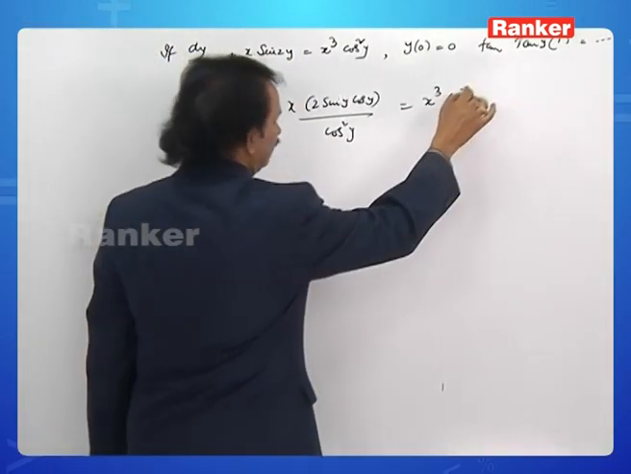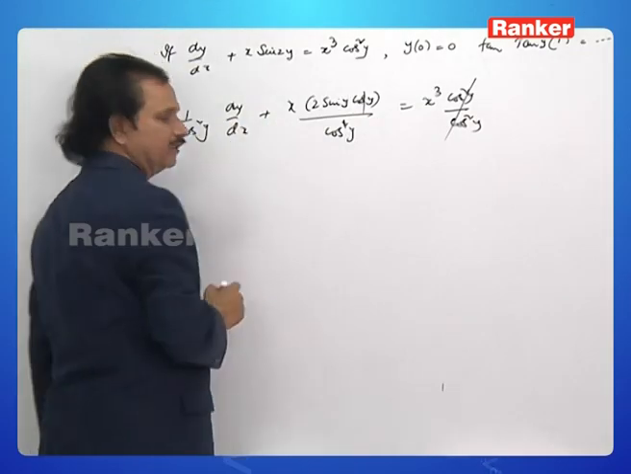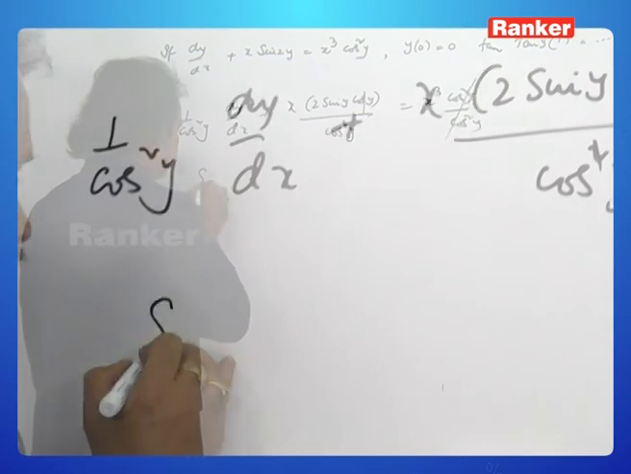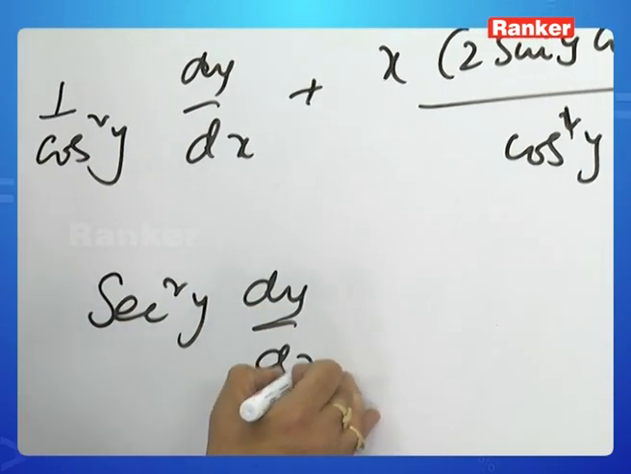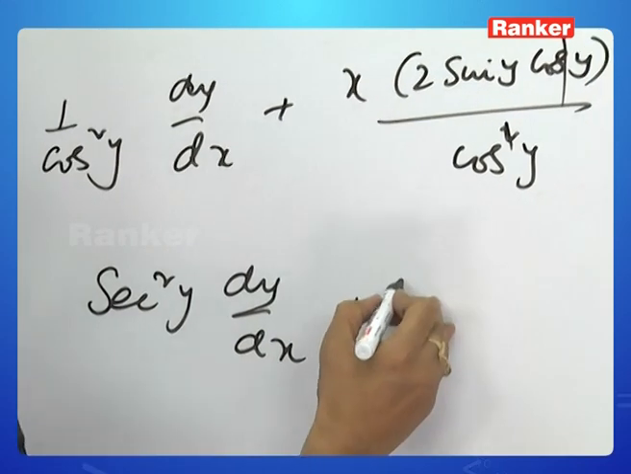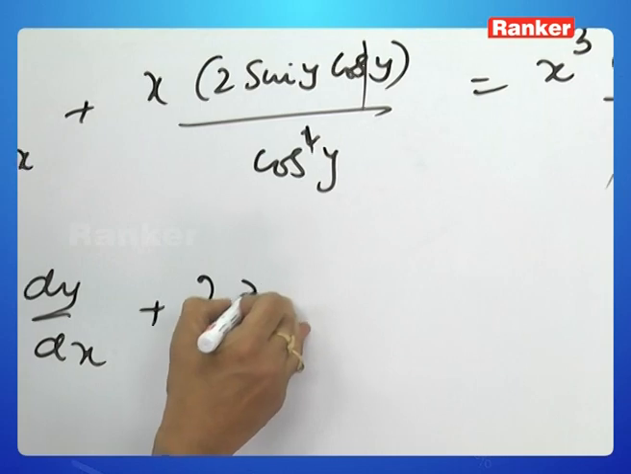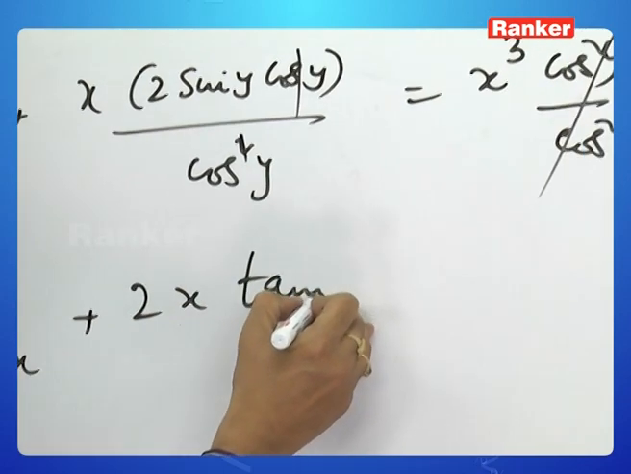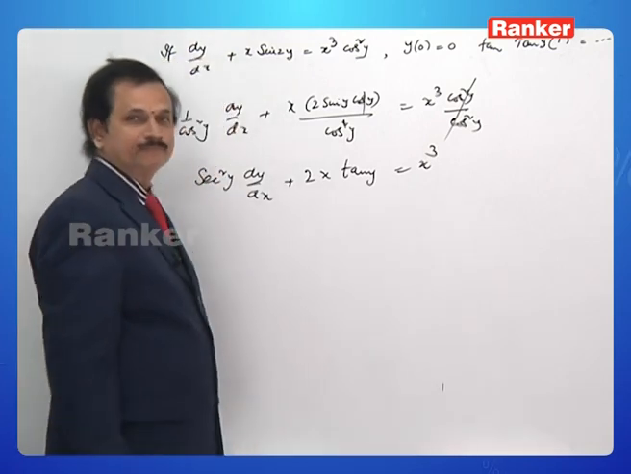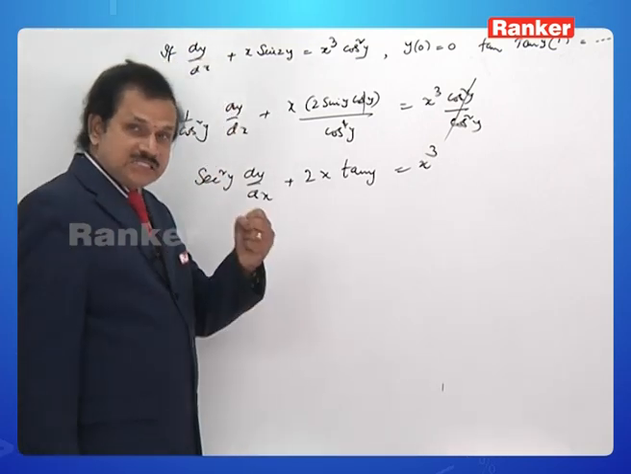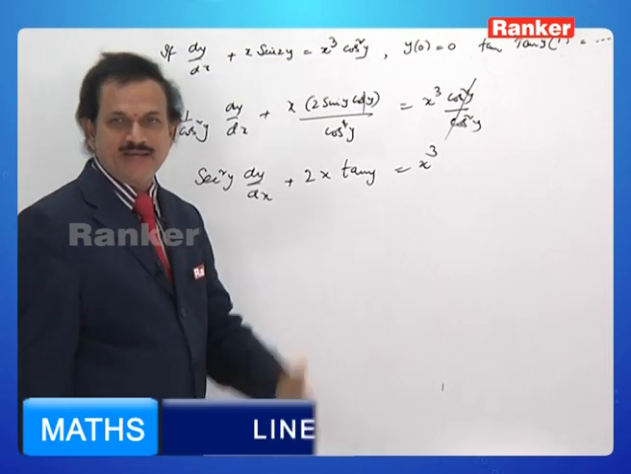We should feel happy. Cos square y goes away. Cos y. So that it is secant square y into dy by dx plus 2x into tan y is equal to x cube. And this is the right spot at which you have to get a proper idea.